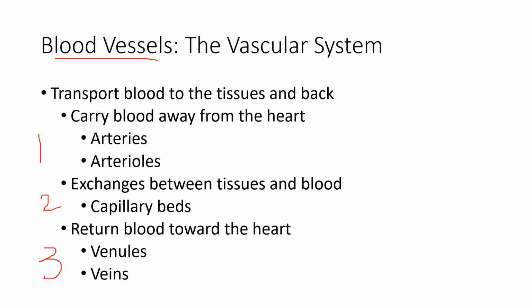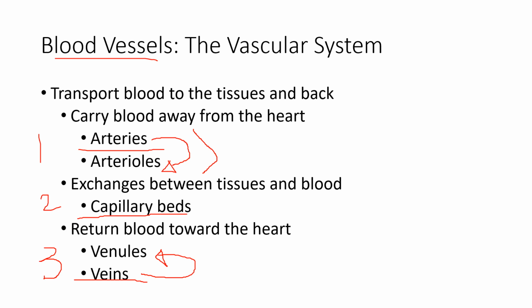Okay, so these blood vessels are the arteries. The smaller arteries are called arterioles. Okay, and we have the capillary beds, the smallest among these blood vessels according to their diameter. And we have the veins. The smaller veins are called venules. Okay, so to distinguish these, what are their functions?